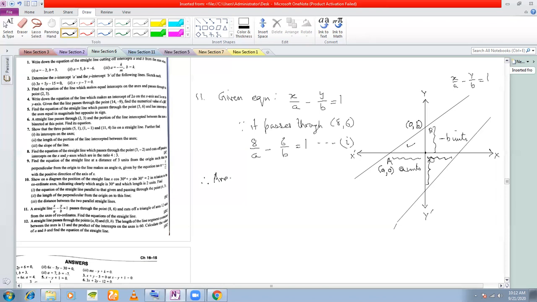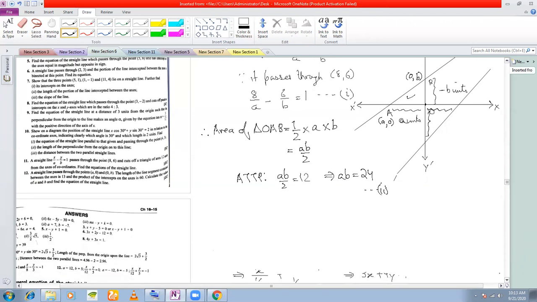Therefore the area of triangle OAB is half into base into height. In this case the base is a and the height is b, so it is ab by 2. According to the problem, the area of this triangle is given to be 12 units. So ab must be equal to 24. Call this equation number 2. You solve equations 1 and 2 to get the values of a and b. Now the question is how to solve for a and b.